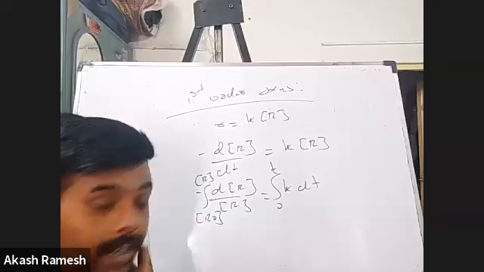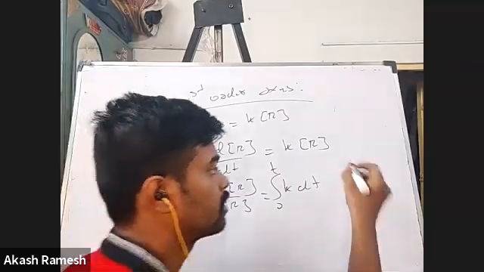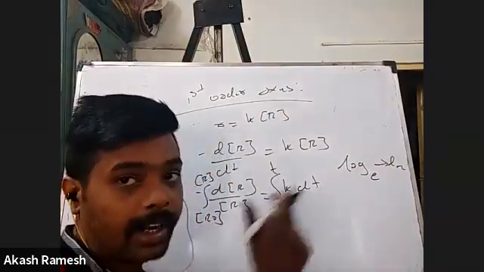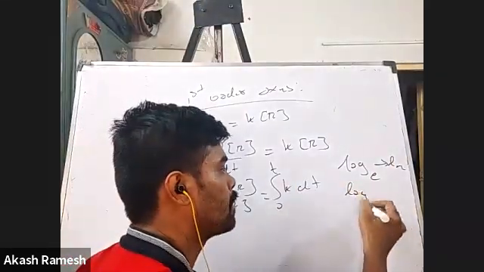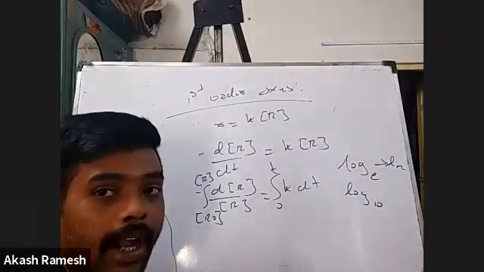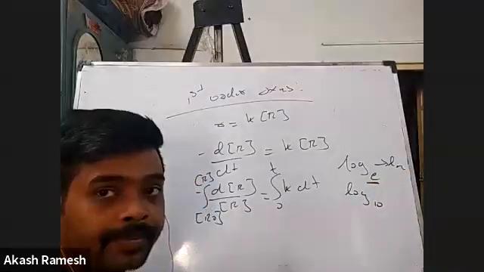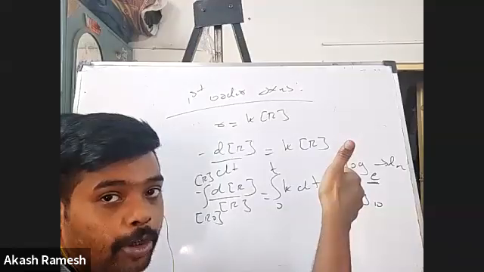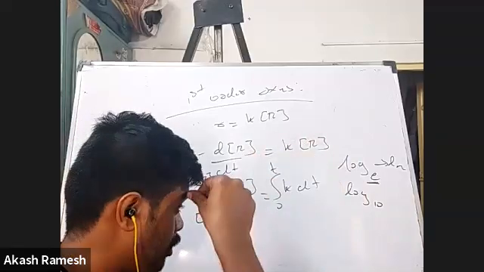Log R. Integral dx by x is log x. Actually, it's not log, it's natural logarithm, ln. Hope you know the difference. If I write log to the base e, this is actually ln. If it is log to the base 10, then it is the normal log which you use. What we get here will actually be log to the base e. If you want to convert log to the base e to log to the base 10, you will multiply by 2.303. Hope you would have seen all that.